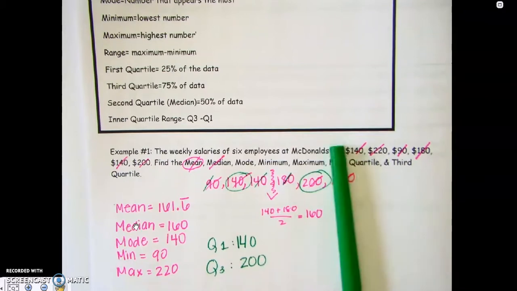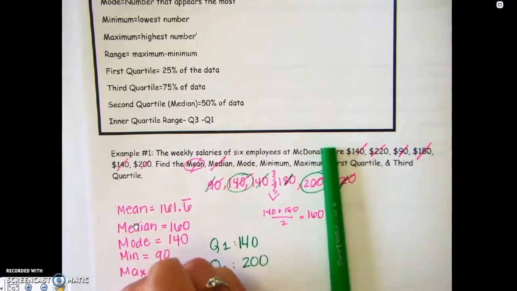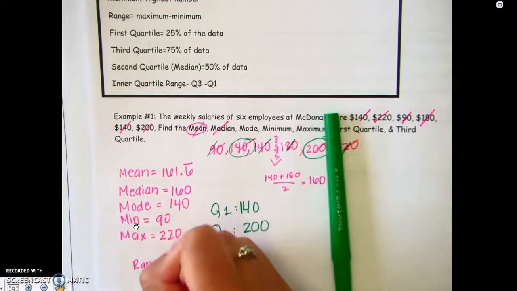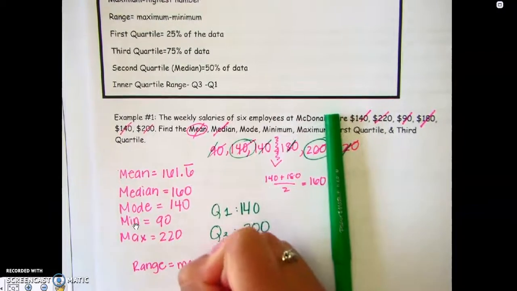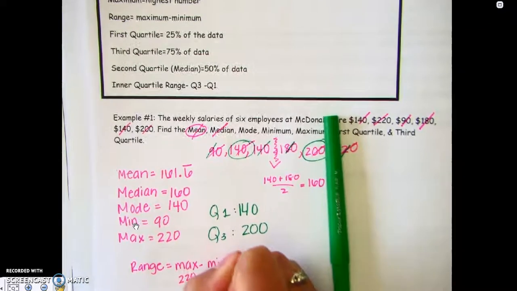So the actual range here is my max minus my min. If I wanted to find the range, I would do the max minus the min, which in this case would be 220 minus 90.